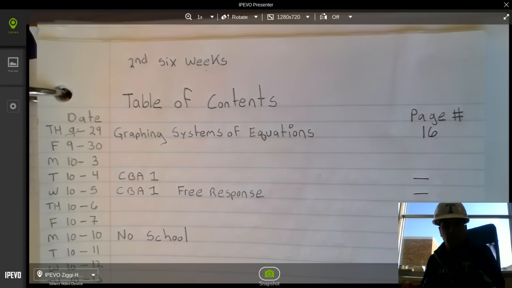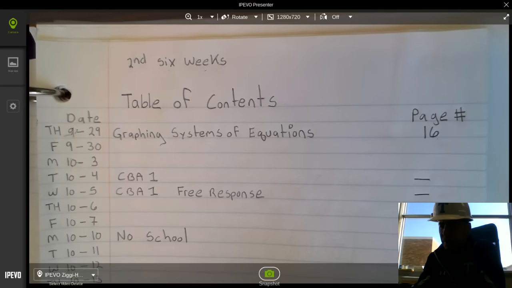The table of contents looks different. I was reflecting and came upon an idea that I think is a good one. The first 6 weeks were our first page of the table of contents. Now we're into the second 6 weeks, so let's have a table of contents just for the second 6 weeks. So that's what we have here.